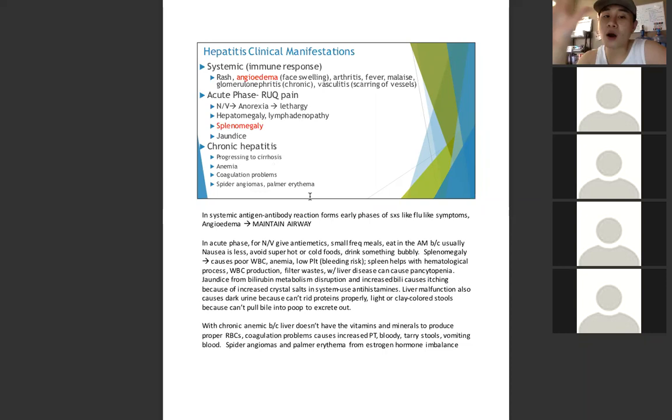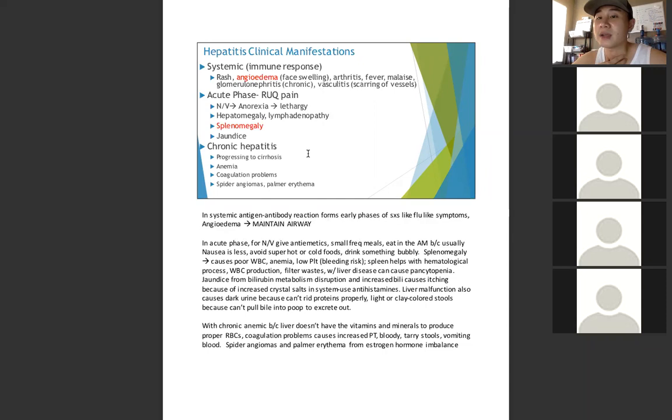Systemic antigen-antibody reaction forms the early phase of some symptoms, like flu-like symptoms, angioedema, and facial swelling. So when we, as nurses, see the patient's face is very swollen, we have to maintain their airway. We have to consider whether their airway is being blocked by the swelling.